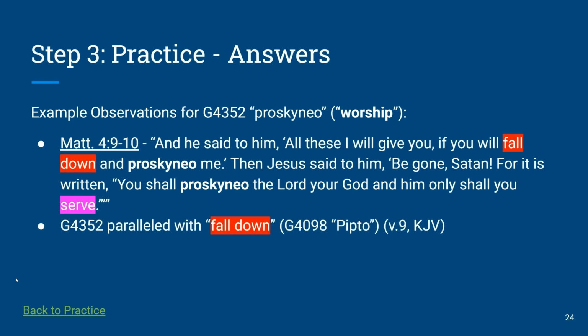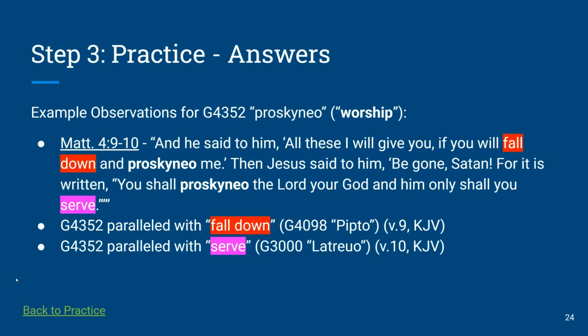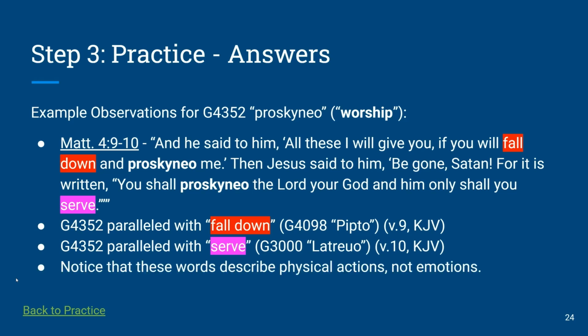It's interesting because we see some verbs paralleled with proskuneo. So G4352 is paralleled with fall down. This is a Greek word, G4098, pipto. This is in verse 9 in the King James Version. We also see this proskuneo, G4352, paralleled with serve, which is G3000, latruo, in verse 10 of the KJV. Notice that these words describe physical actions, not emotions.